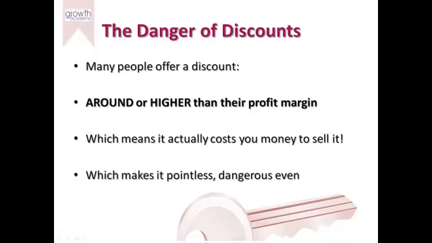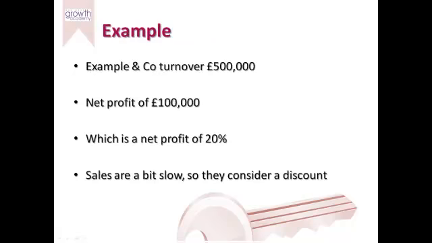And if you keep making a loss, you'll go out of business because you'll run out of profit. Now let me try and bring this to life by way of an example. We've got Example & Co here. Let's imagine they turn over $500,000 a year. Now let's imagine their net profit, their bottom line profit, is 100,000. Now what does this mean for discounting, and should a company like this discount?